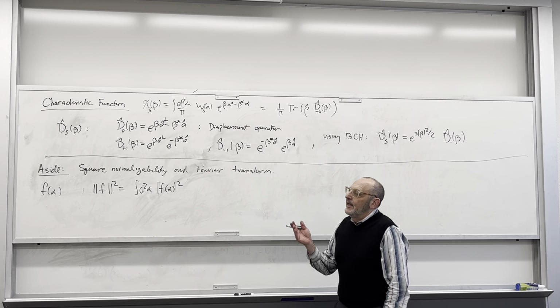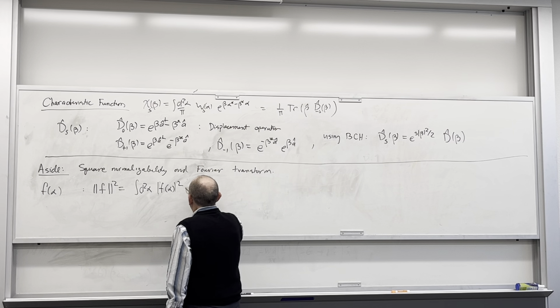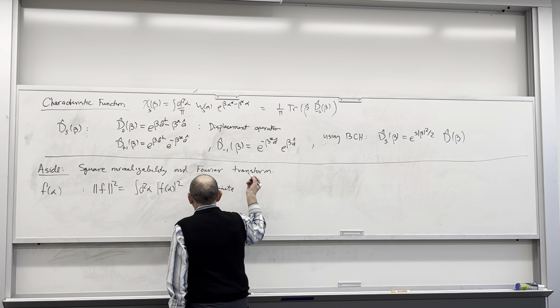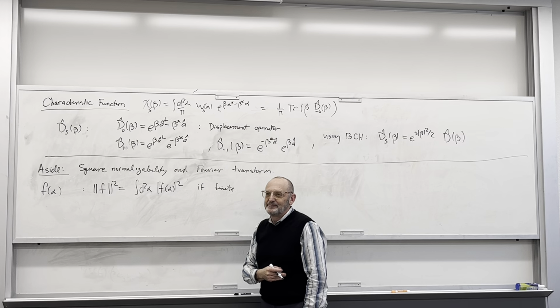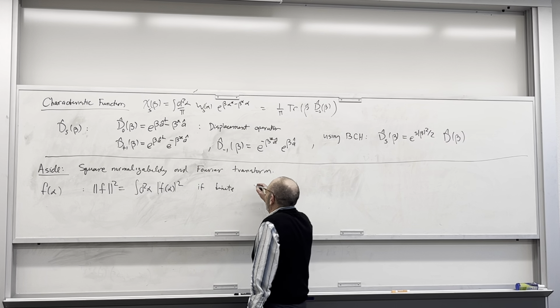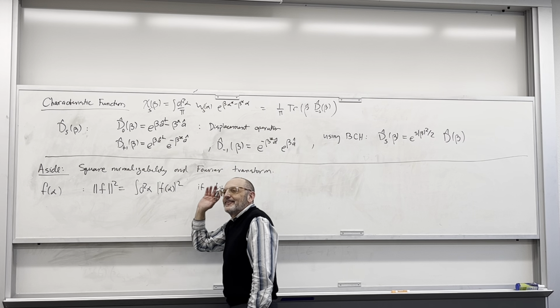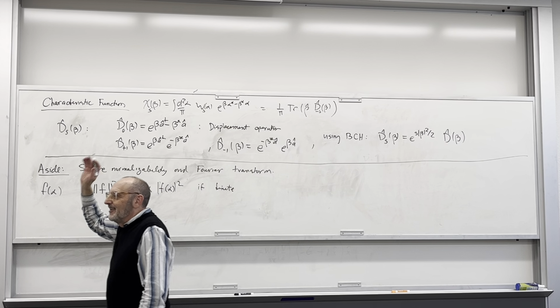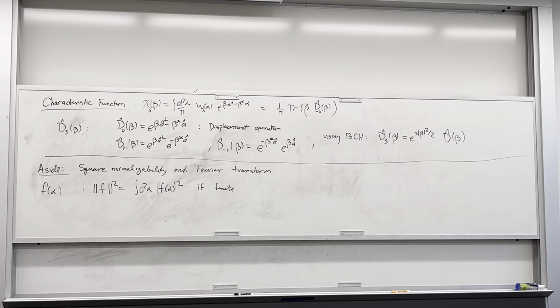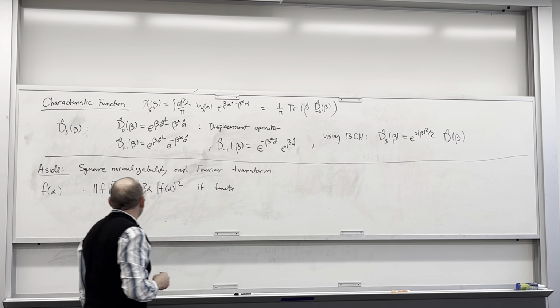Okay. If this is finite, we say it's square normalizable. Okay. It's in the group we might call L2 on the phase plane. They're L2 square normalizable functions, right?